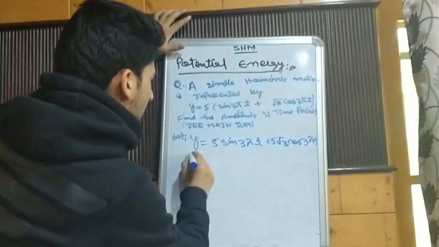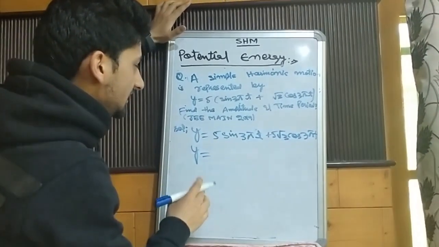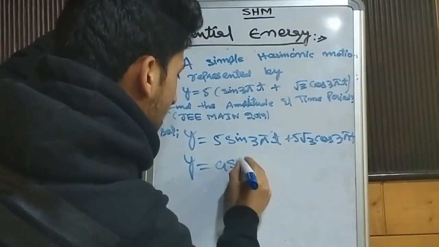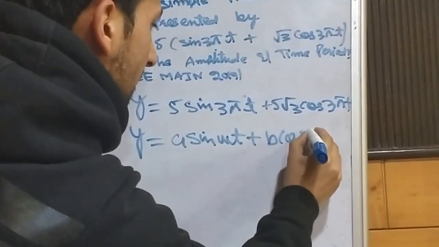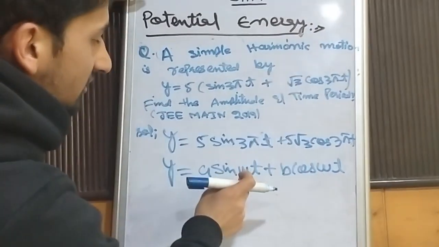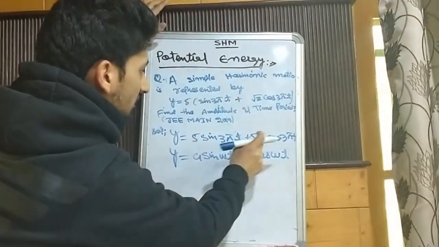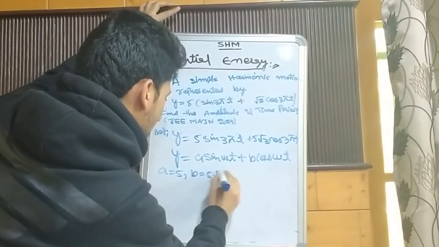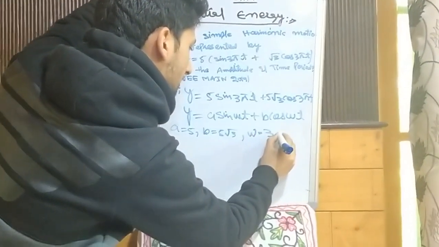So the general form, which we have already discussed in the first video lecture, is y equal to a sin omega t plus b cos omega t. Here omega is the same, equal to 3 pi, a is equal to 5, and b is equal to 5 root 3.